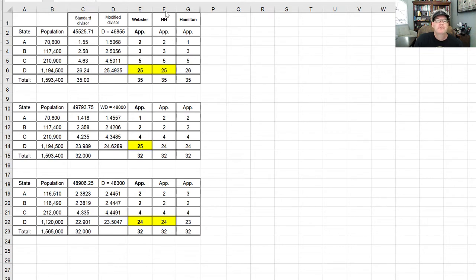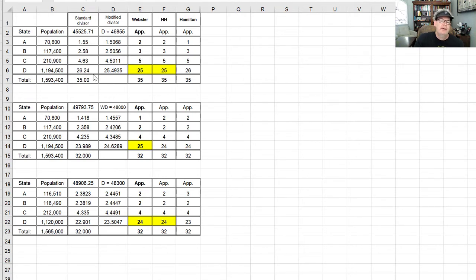And so here, if we look at again an extreme example, it has to be pretty extreme to have a quota violation. So you've got one state with a significant portion of all the population, and things are just contrived for this to happen. But with this divisor, both Huntington Hill and Webster round the same way, and so we'd have the same apportionment. And notice state D got below its lower quota, so that's a quota violation.